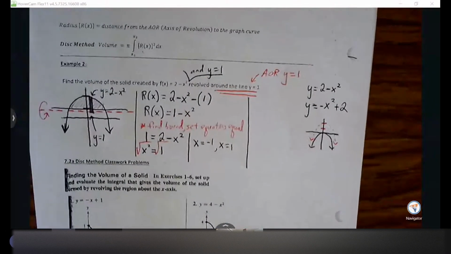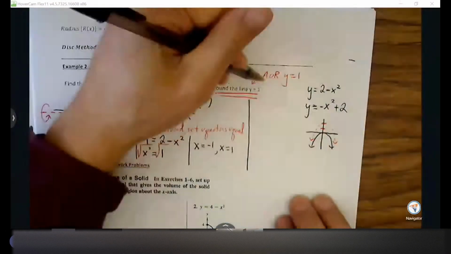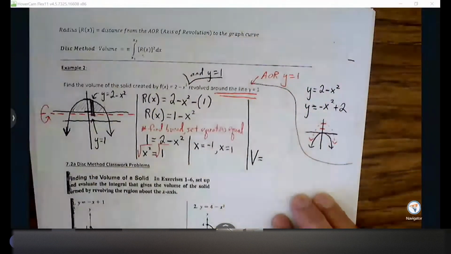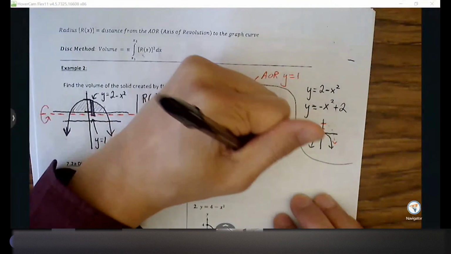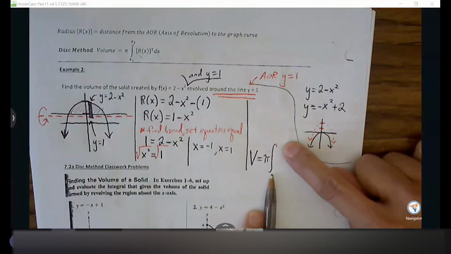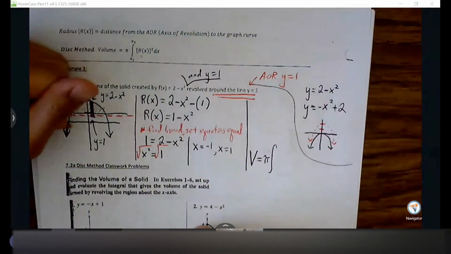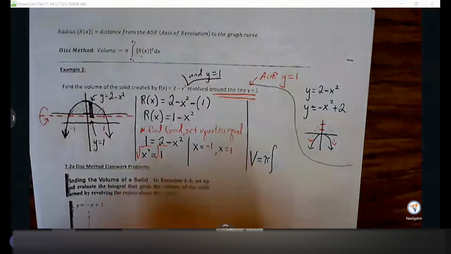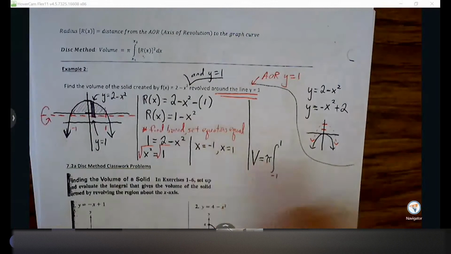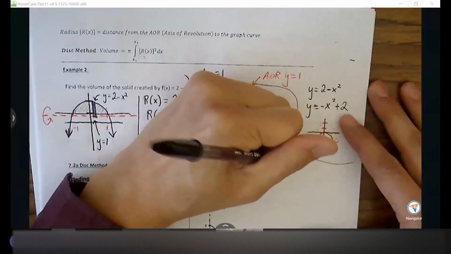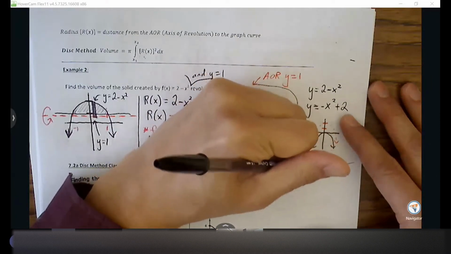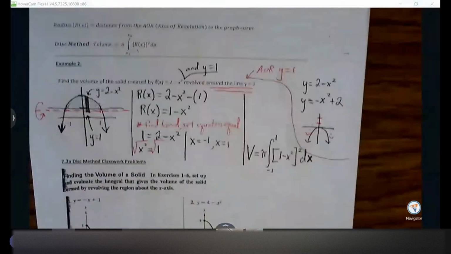Okay, I think we're now ready to insert everything into our volume formula. So V equals, let's start with the pi integral from -1 to 1. That's what we found here, right? -1 to 1. Make sure you square your radius. So we're going to put bracket 1 minus x squared, quantity squared. If you don't square your radius overall, you're losing that circle component of your formula.